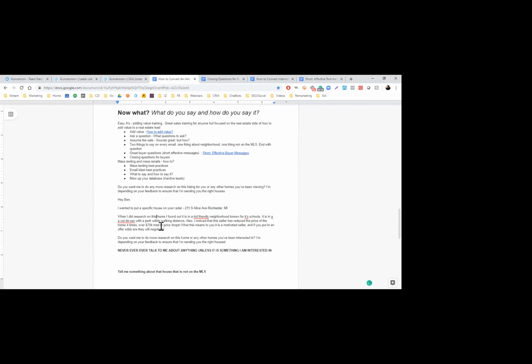And so here's what I did. When I did research on this home, I found out it is in a kid-friendly neighborhood known for its schools. It is in a cul-de-sac with a park within walking distance. Also, I noticed that the seller has reduced the price of this home 4 times, over $70K in total price drops. What this means to you is that it's a motivated seller. If you put in an offer, odds are they're willing to negotiate. And now here's the assume the sale and ask a question. So do you want me to do more research, AKA I'm going to keep working for you?